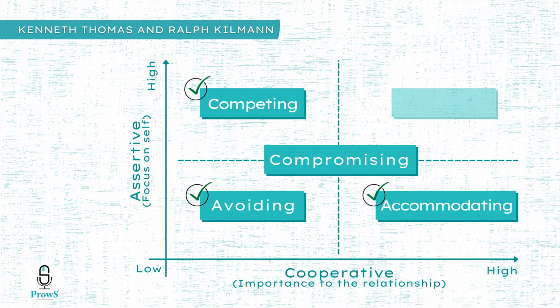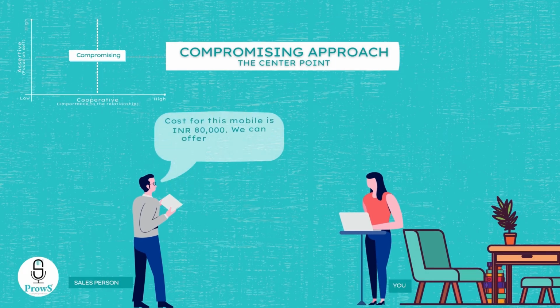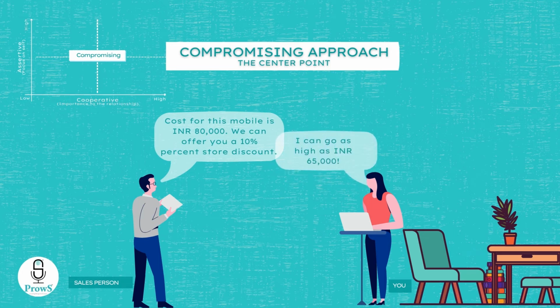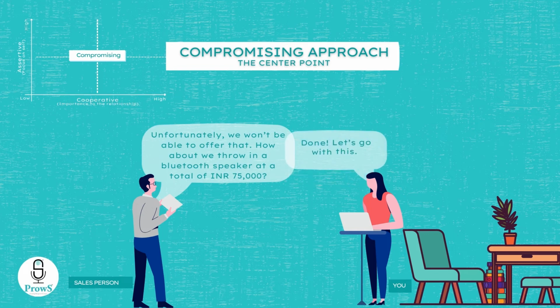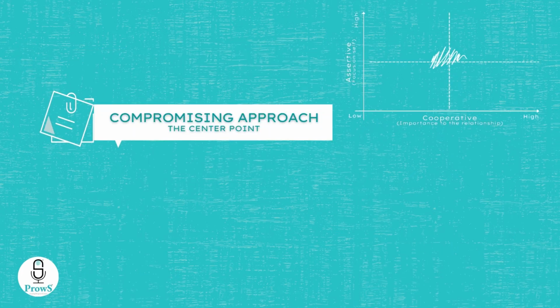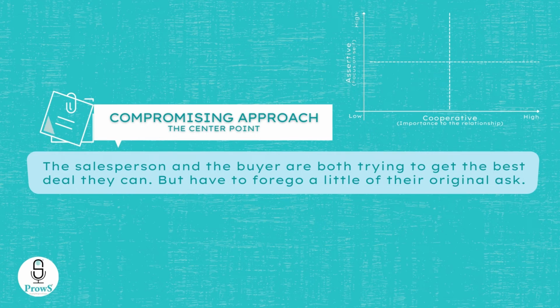You must have found yourself in a situation very often when you're trying to purchase a gadget. The example over here shows a salesperson who's trying to sell a mobile which is worth INR 80 grand, but also offers a 10% store discount. But you went to the market with a budget as high as INR 65,000. The salesperson tries to meet you halfway and suggests a 75,000 bill but with an additional accessory. Now, this is a case scenario we all find ourselves regularly in. The salesperson and the buyer are both trying to get the best deal they can, but have to forego a little of their original ask.